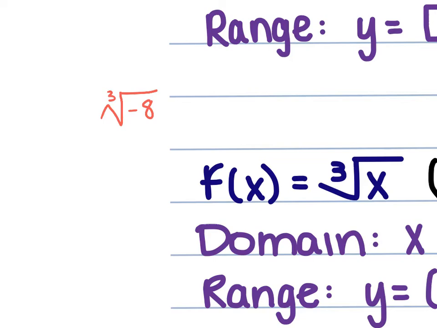The cube root of -8, that's possible. Because I know a negative times a negative times a negative can be a negative number. And this would just be -2. So I am allowed negative numbers when this is an odd number. If that's a 3 or a 5, I can use negatives, but not when I'm taking the square root or the fourth root. That's not going to be possible.